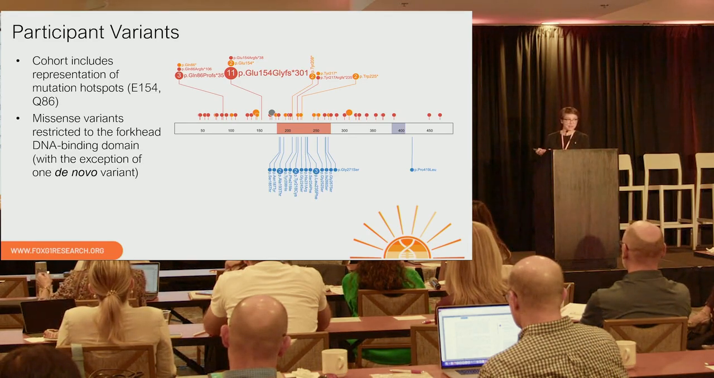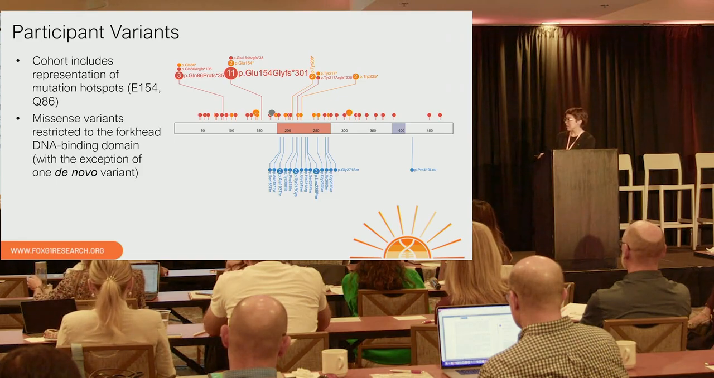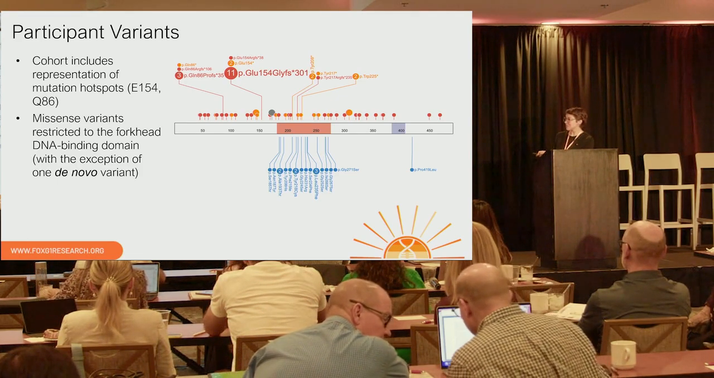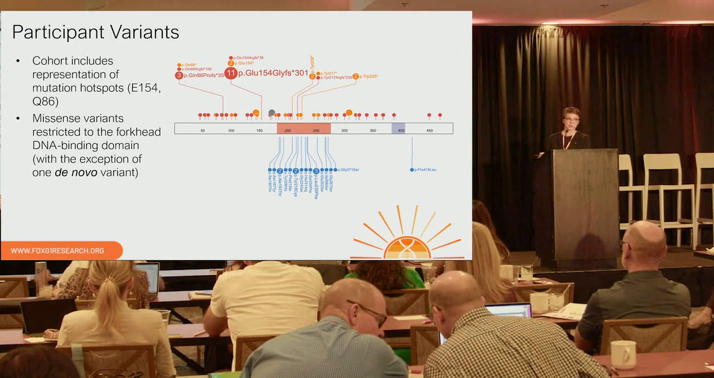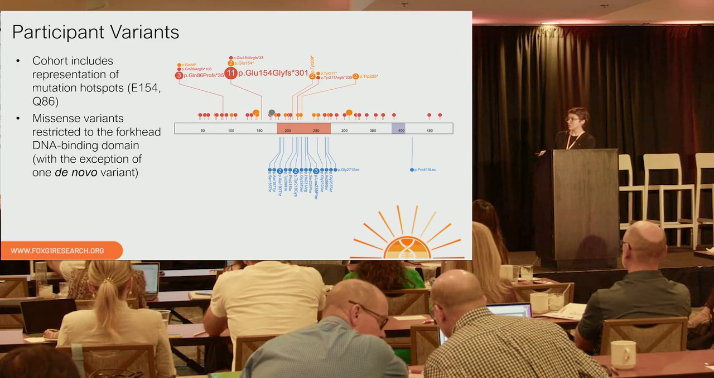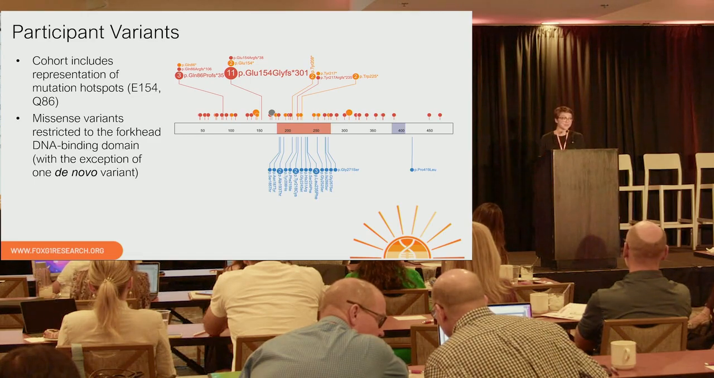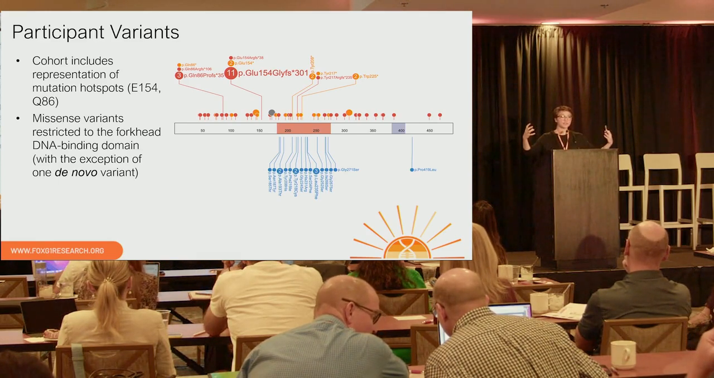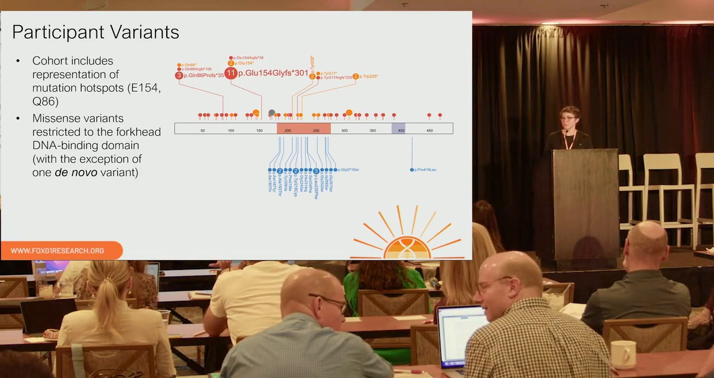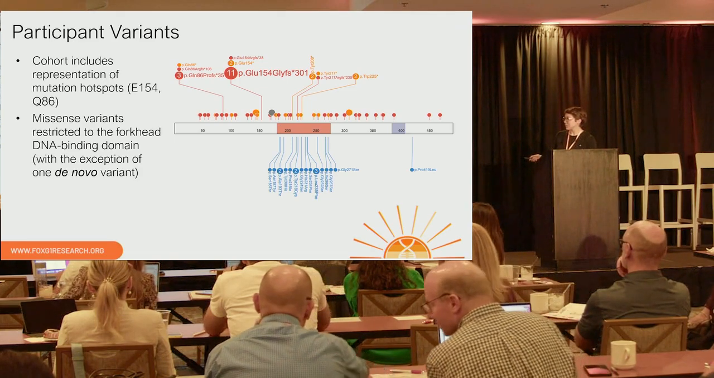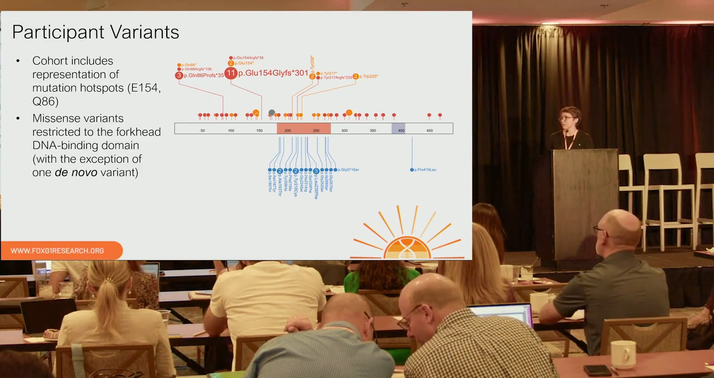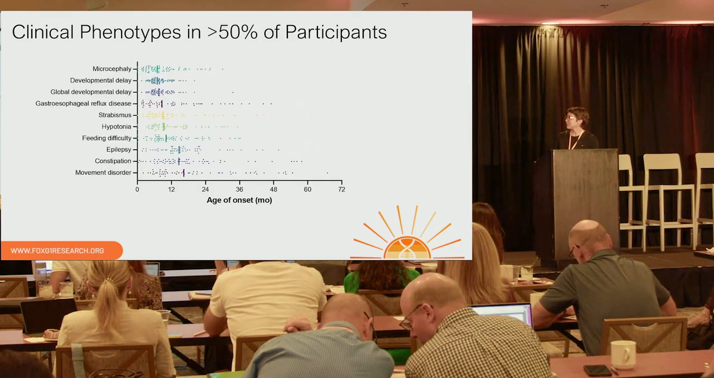And one thing that I think you'll all probably notice is that we have a really strong restriction of missense variants to a very particular region of the FOXG1 protein. And we know that this region is really important for one of the key jobs that FOXG1 does, which is binding DNA to regulate the expression, so whether other genes are turned on or off in the body. So this has been a really interesting phenomenon that we've known about in FOXG1 syndrome, but is replicated in our cohort as well.